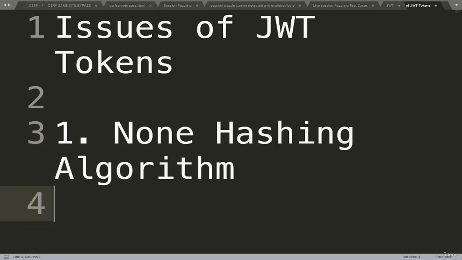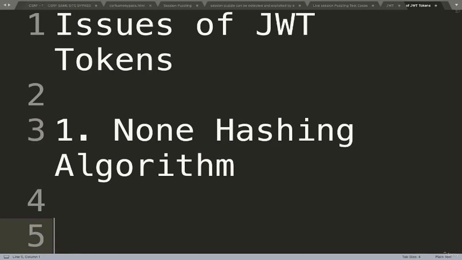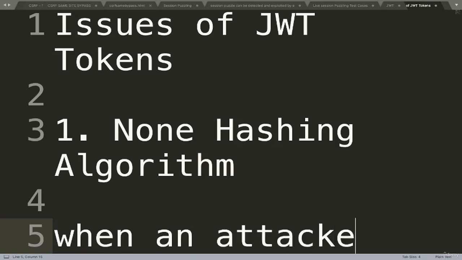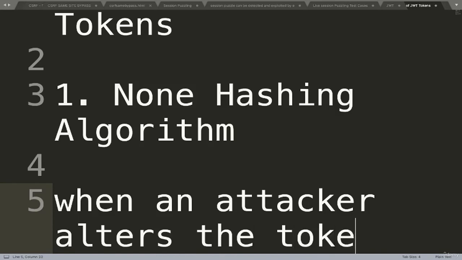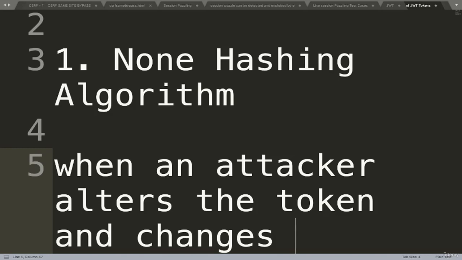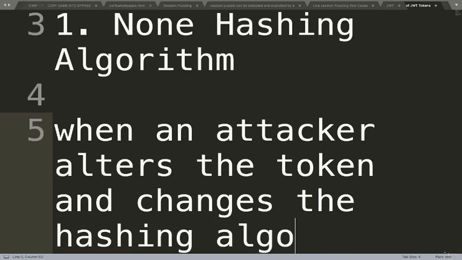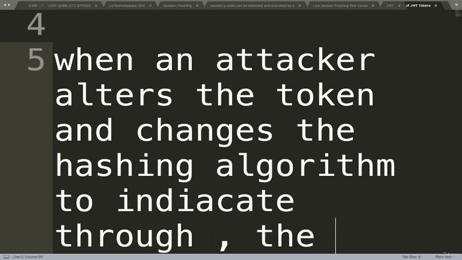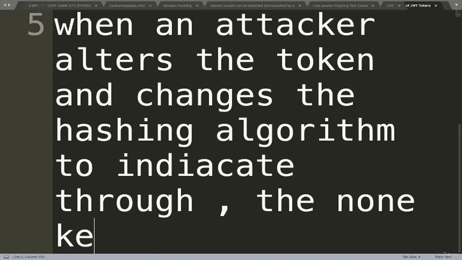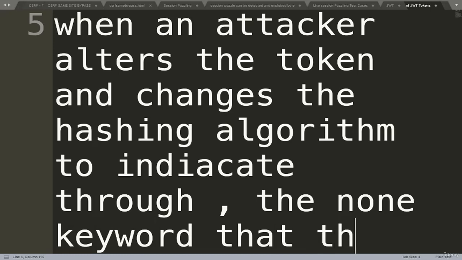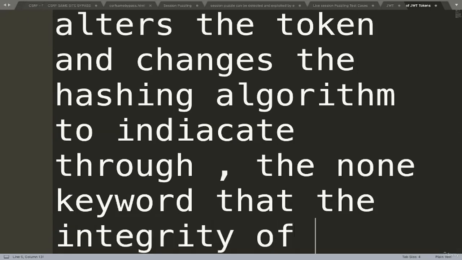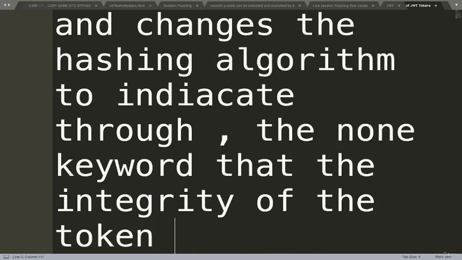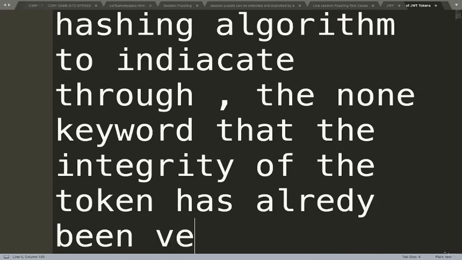Let me explain this vulnerability first of all. This attack occurs when an attacker alters the token and changes the hashing algorithm to indicate, through the none keyword, that the integrity of the token has already been verified. Let me explain it in a very easy way.